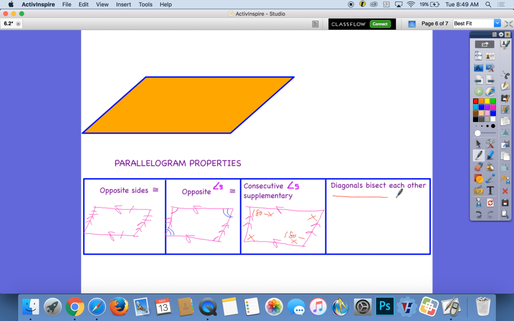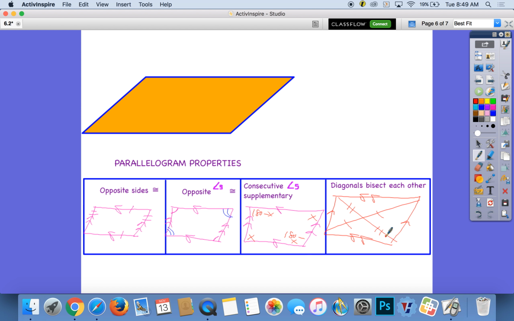And then your diagonals bisect each other. So here are your diagonals here. Here's your parallelogram. So this guy is going to be congruent to that guy. This is essentially going to be the midpoint between these two guys. And this guy is congruent to that guy.